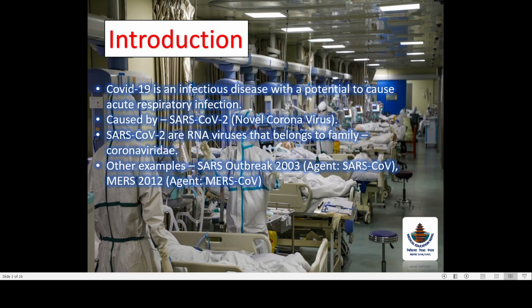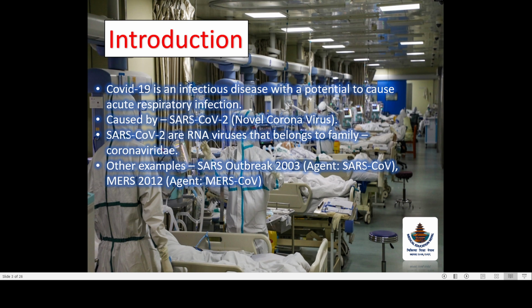So COVID-19 is an infectious disease with the potential to cause acute respiratory infection. Since we all know that it's an infectious disease, it can be transmitted from one person to another. We can also categorize this as a communicable disease, and basically it affects mostly the acute respiratory tract, the upper respiratory tract, and it is caused by SARS-CoV-2, which is also known as the novel coronavirus.